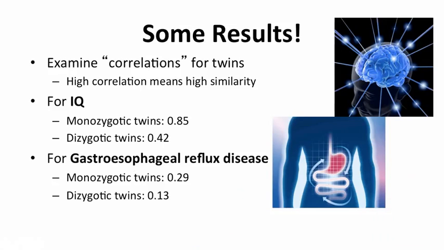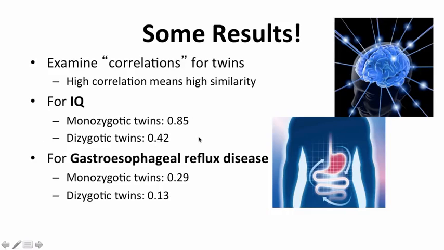Well, if we look at correlations with twins, we often see this difference between monozygotic twins and dizygotic twins. Here are a couple of examples. One is for IQ, or the supposed intelligence coefficient, where monozygotic twins tend to score very similarly on these tests. The correlation is 0.85, whereas dizygotic twins have a correlation of 0.42. This suggests there is a genetic component to what is measured here as IQ.